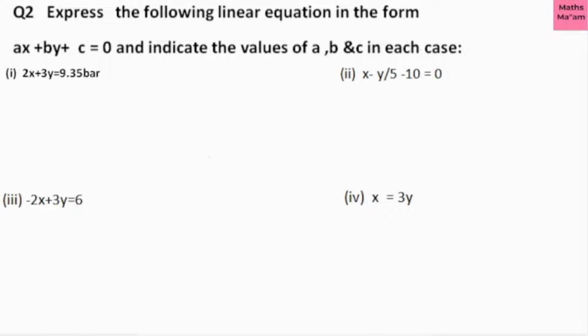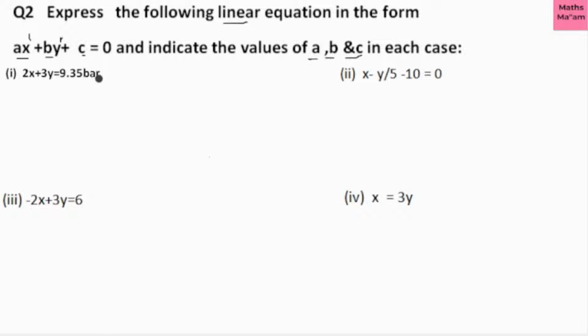Okay, now next question. Here it says express the following linear equation in the form ax plus by plus c and indicate the value of a, b and c. So we know that the linear equation is of the form ax plus by plus c. You know why it is linear? Because here the variable power is 1. That's why it's linear.